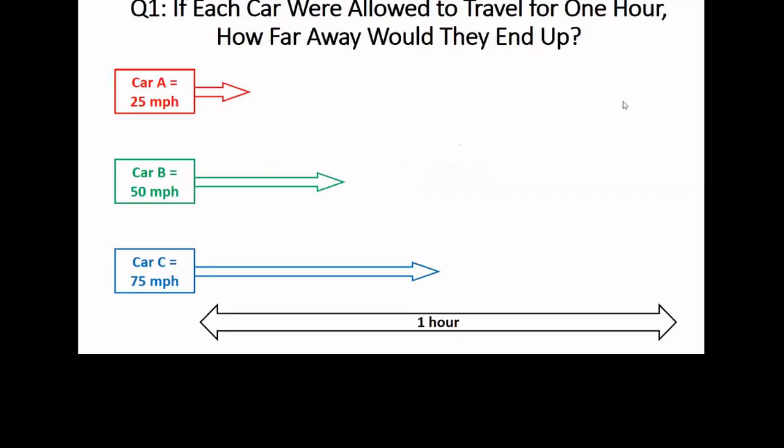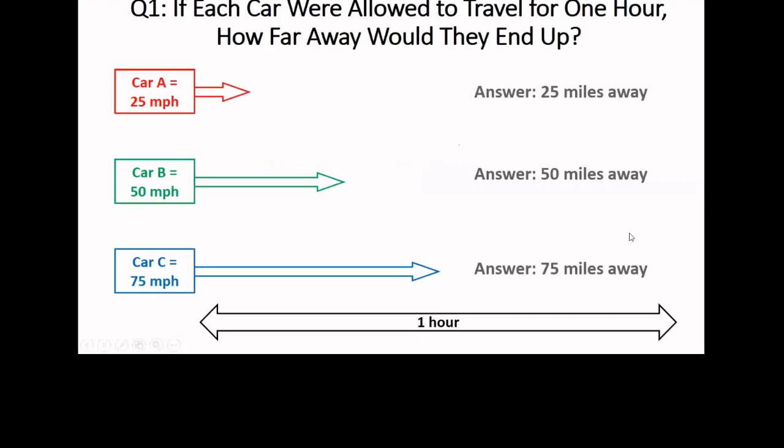To start, let's look at a more commonplace scenario. Question 1, if each car were allowed to travel for 1 hour, how far away would they end up? Car A travels at 25 miles per hour, Car B travels at 50 miles per hour, Car C travels at 75 miles per hour. To determine the answer, we just have to take the amount of time and multiply it by the car's speeds. So we get 25 miles, 50 miles, and 75 miles.